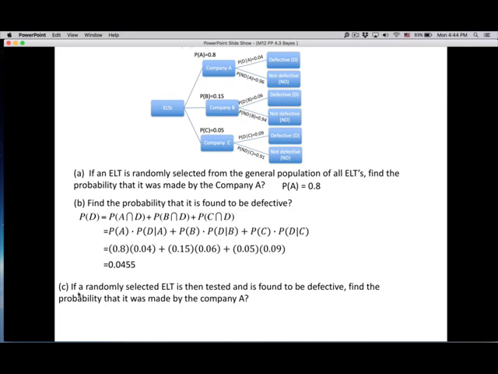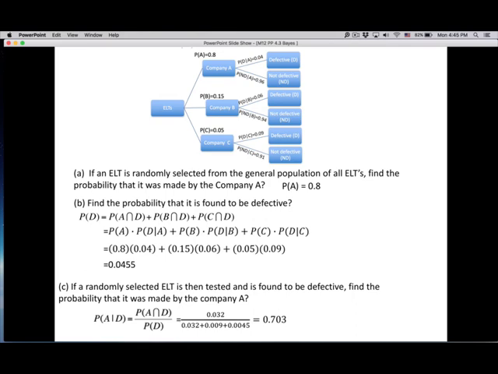Okay, and then if a randomly selected ELT is tested and is found to be defective, find the probability that it was made by company A. So this is Bayes theorem, right? This is a conditional probability. We already know this ELT is defective. This is using the additional given information, and I want to find the updated probability that it was made by company A. Probability of A given that the ELT is defective. And this is A and D, you could get it from here. Probability A and D should be this number here. And the probability of defective, these three numbers, I get from here. You should get 0.703. Okay, this is how you use the tree diagram to answer the questions.